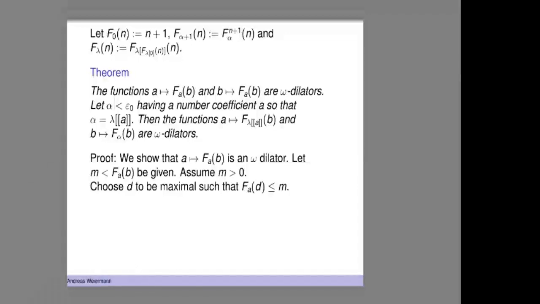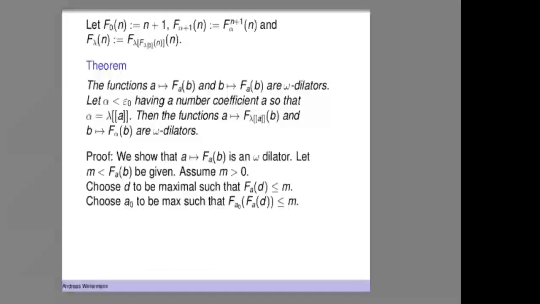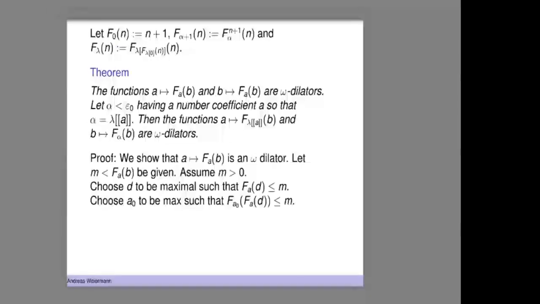If we hit m, then we already have our notation. Otherwise, we choose a0 to be maximal such that f_{a0}(f_{ad}) is less than or equal to m. Then we consider iterates of f_{a0}. We choose I0 to be the maximal iteration index such that f_{a0} applied I0 times iterated to f_{ad} is less than or equal to m.